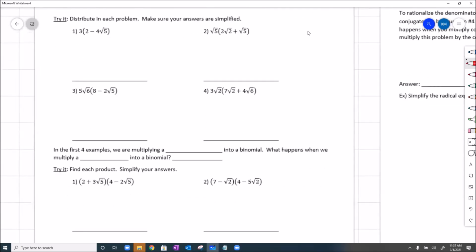It says distribute in each problem, make sure your answers are simplified. So we have 3 times 2, outside times outside, so we can do that, 6, and 3 times -4 radical 5. Okay, 3 is on the outside. It will multiply with the 4 that's on the outside and not the 5 that's on the inside. So we have 6 minus 12 radical 5. As we're simplifying and making sure that we can do all the operations that we're asked to do, these are not like terms. So we'll just leave it as 6 minus 12 radical 5.